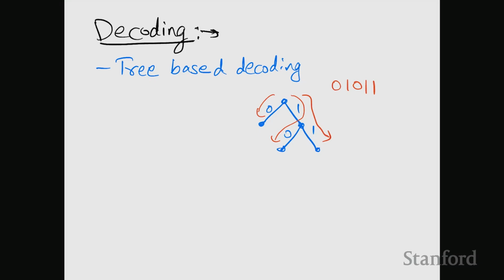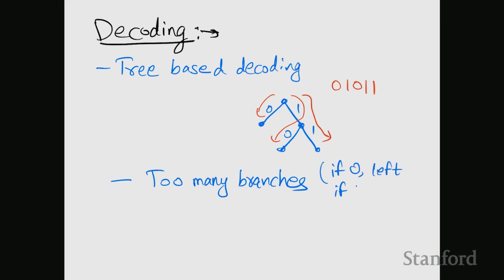Sadly, nobody uses this. This is not a good idea in practice. Two reasons. One is there are too many branches. Branches in the sense that if you write the Python code for this, there are if-else statements. Like if this is 1, go left. If this is 0, go right. That sort of branches, right? If 0, left. If 1, right.